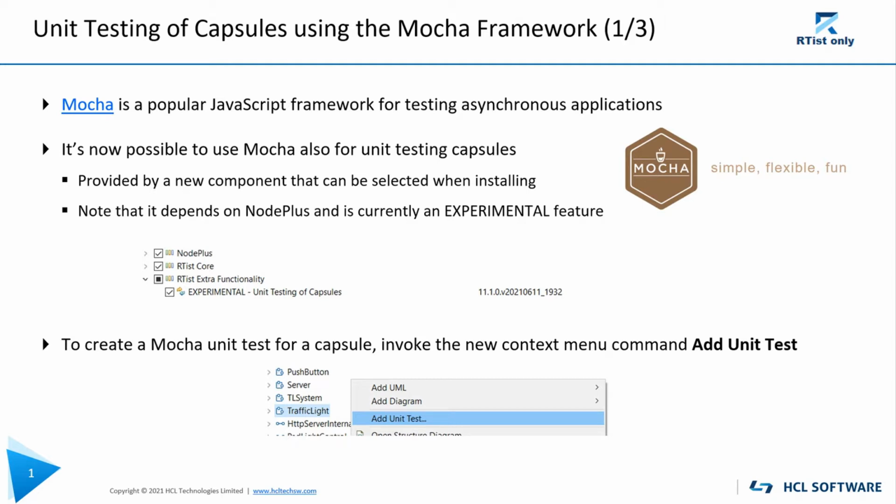This option, add unit test, is included under the new feature, unit testing of capsules. While installing, we have to select this new feature, unit testing of capsules, under the artist extra functionality category to get the new option, add unit test. Also, we have added complete Node Plus features as a dependency for the unit testing of capsules feature, so all Node Plus features will be installed along with it. Currently it is an experimental feature.